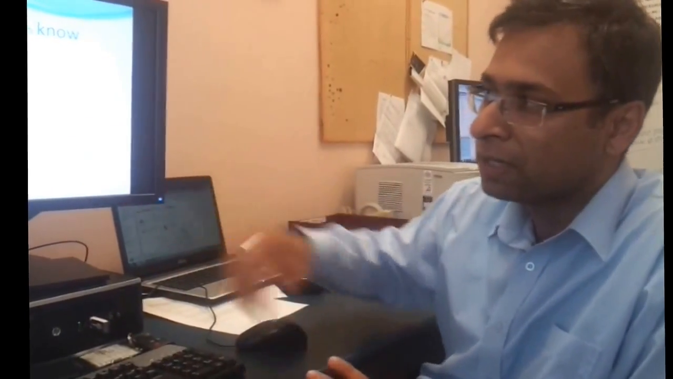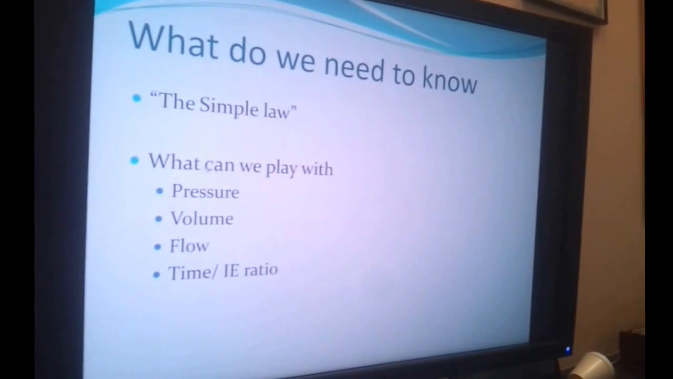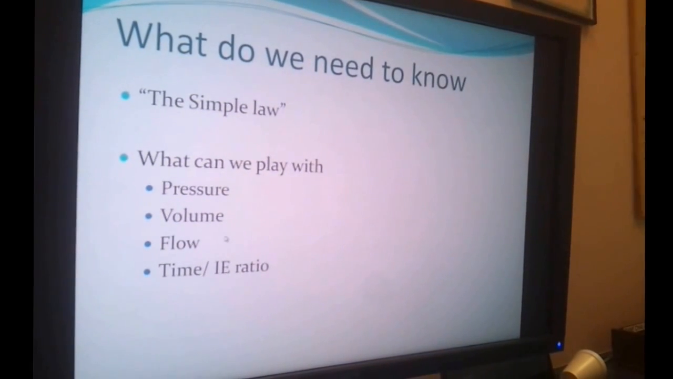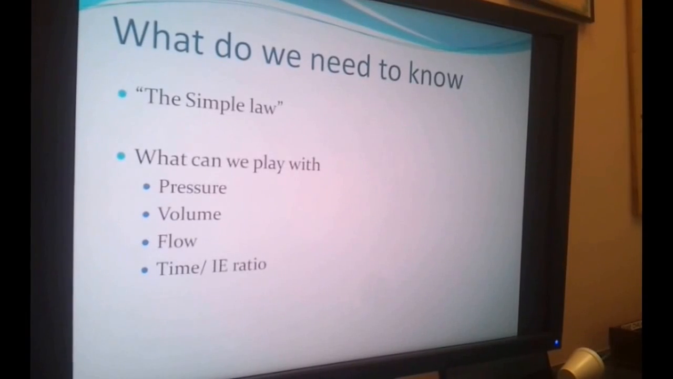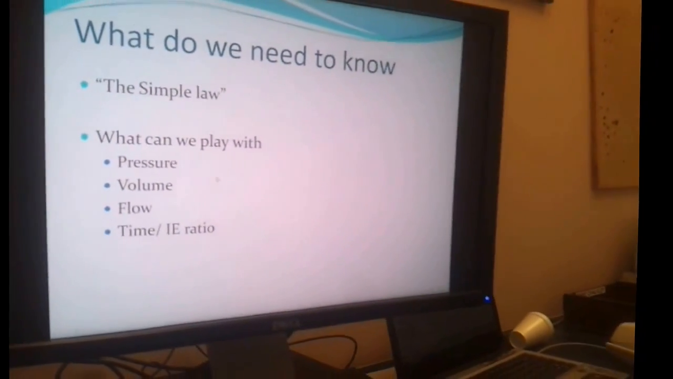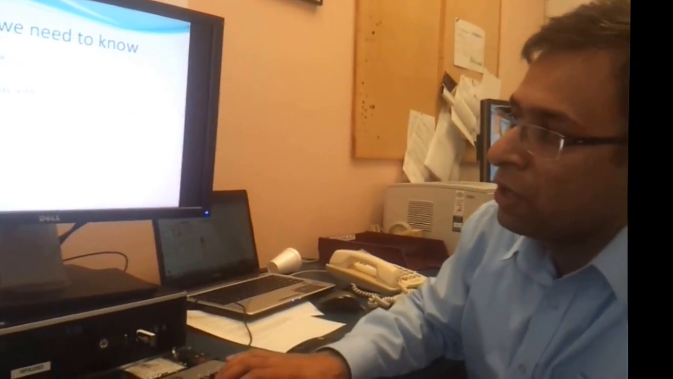The second part is the volume. The aim of both of these is the same, to give an amount of air into the lungs, depending on what you want, what method you use, and how much to give. We will see that in a moment. Flow and time we'll go through when we go through the expiration.